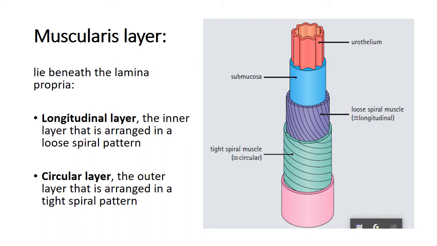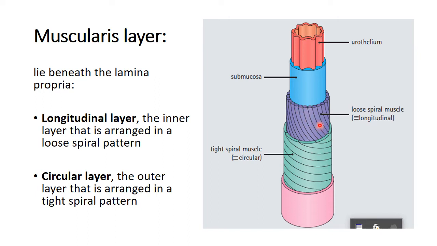The second layer forming the wall of the urinary passages is called the muscularis layer, which means that we have muscle tissue in this layer. This layer lies beneath the lamina propria, and it is composed of 2 layers. We have a longitudinal layer, which is the inner layer that is arranged in a loose spiral pattern in the ureter, and we have the circular layer, which is the outer layer, and it is arranged in a tight spiral pattern. We can see here, this is the inner longitudinal layer, and it is arranged as a loose spiral.